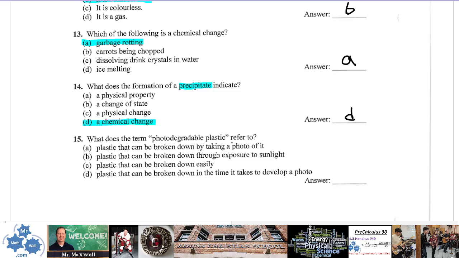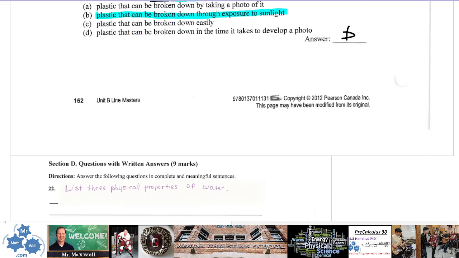Number 15. What does the term photodegradable plastic refer to? Photo is your key. Degrade. Some of you are saying B for 15. Who votes B? It says plastic that can be broken down through exposure to sunlight. That is photo, the sunlight, and broken down is degradable. So it is B. I got 5 out of 10. Okay, that's all right. You're learning.